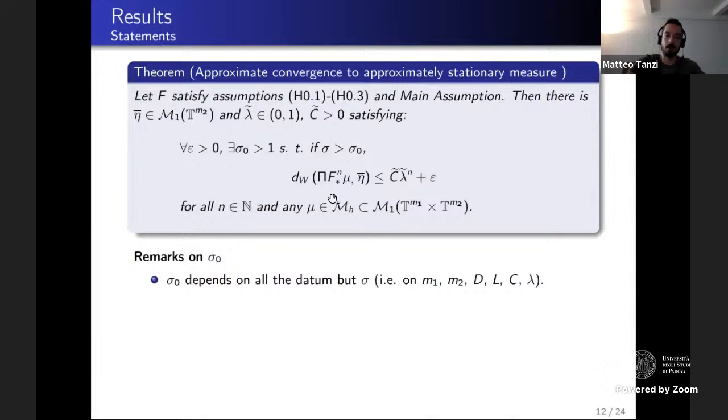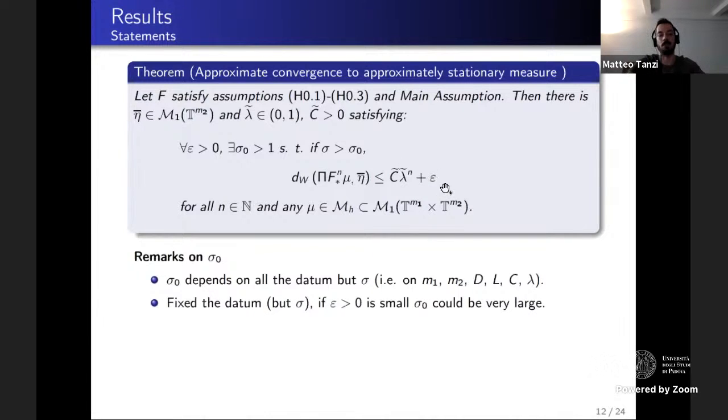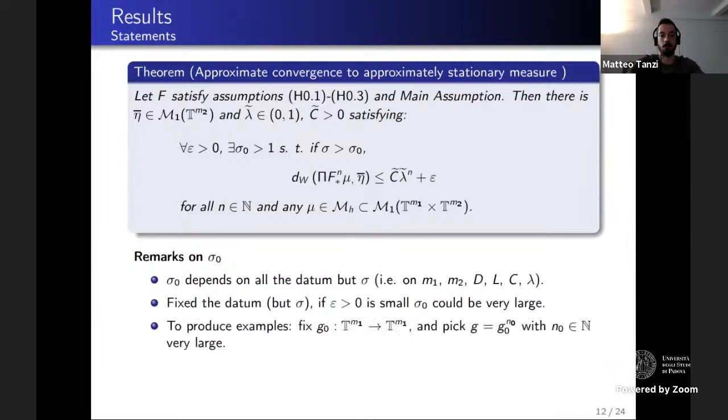And of course, if I want this inequality to hold with a small epsilon, I'm going to have to pick a very large sigma 0. So, fixing the data, one might have to pick a very large expansion in the base to ensure that the precision of the result is as good as we want. It's actually easy to produce examples of maps G0 with very large expansion. You just pick iterates of a given map G0. This is going to give G with minimal expansion, the minimal expansion of G0 to the power n0. And all of these maps G have uniformly bounded distortion in n0. So this produces examples of expanding maps with arbitrarily large expansion and fixed distortion.